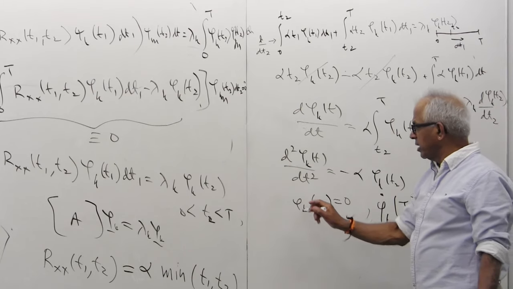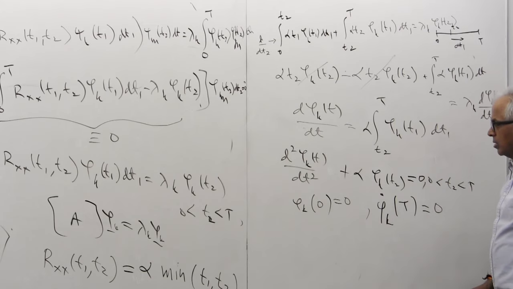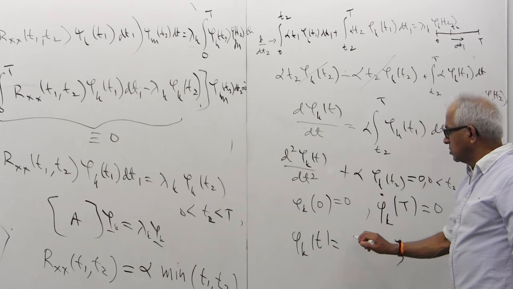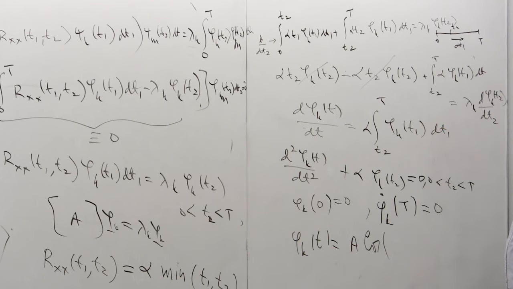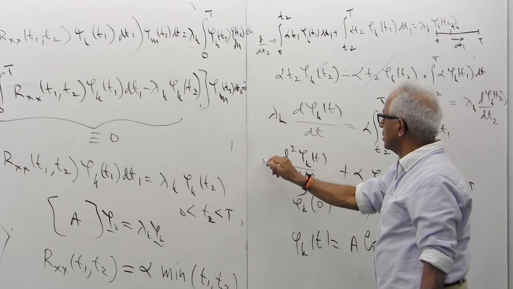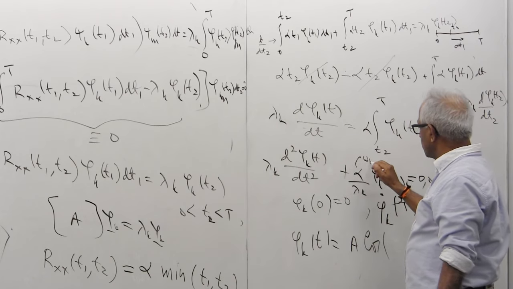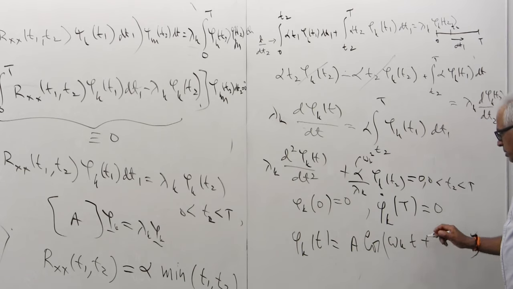In any case, when you rewrite this equation, you can rewrite this as plus this equal to zero. So then again, the solutions are, in this case, surprisingly, sines and cosines. I missed an alpha lambda k somewhere. So there is a lambda k here, right? And lambda k here. So this is lambda k. I'm going to call this omega k squared. So this is omega k t. And if you combine the two solutions, you will get like this.